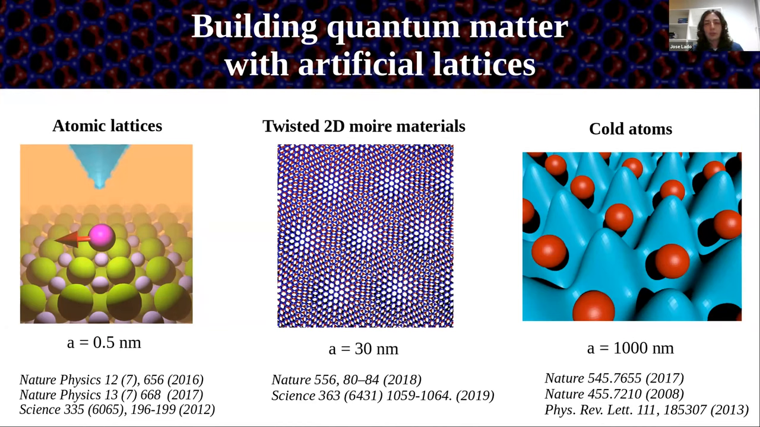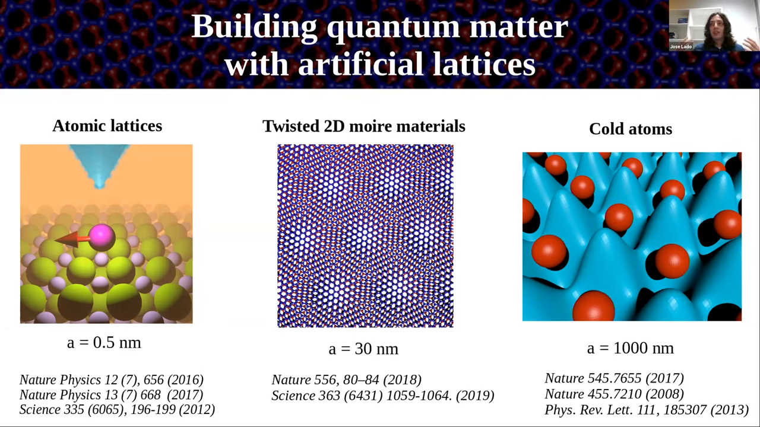Or other realizations. And of course, there are several platforms that we've been studying for a long time, as is the case of cold atoms, where we can realize different kinds of correlated states and different kinds of lattices with tunable hoppings. Other systems consist of atomic lattices in which we can control the exact position of individual atoms and optimally engineer a specific correlated state of matter.